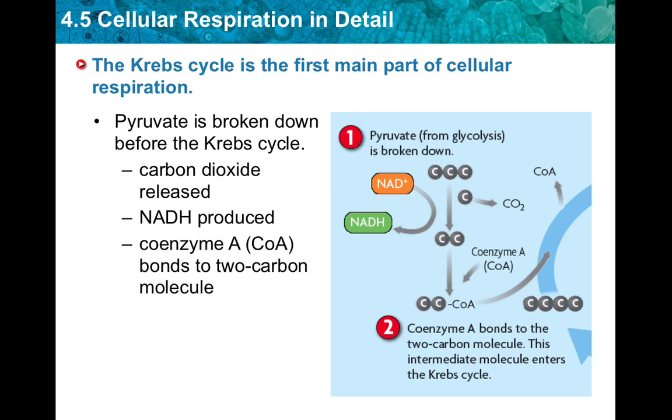First, the pyruvate is broken down. A pyruvate molecule is split into a two-carbon molecule and one CO2, or carbon dioxide, molecule as a waste product. High energy electrons are transferred to NAD+, forming NADH, which moves to the electron transport chain.